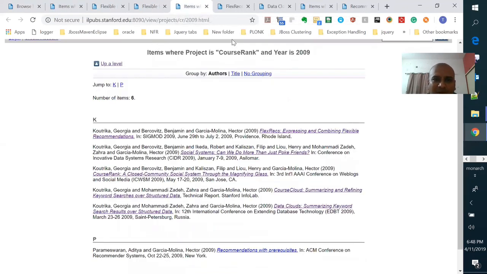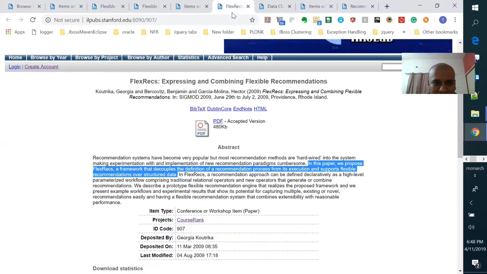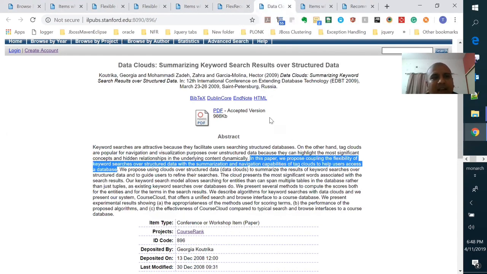These are the papers which were published in 2009. FlexRex. So this basically talks about a kind of a framework that decouples the definition of recommendation process from its execution and supports flexible recommendation over structured data. Data cloud, summarizing key search results over structured data. So this paper couples the flexibility of key searches over structured data with the summarization and the navigational capabilities of tag clouds to help user access database.